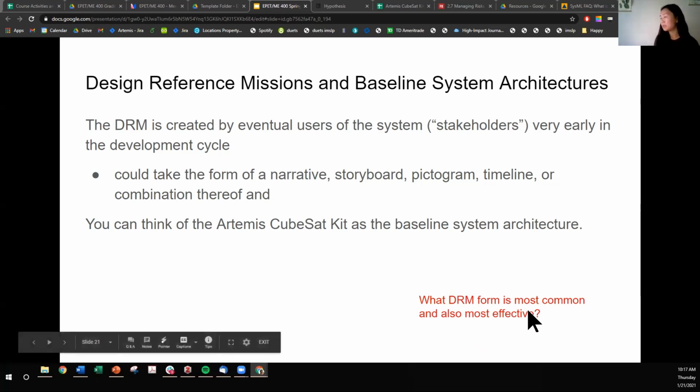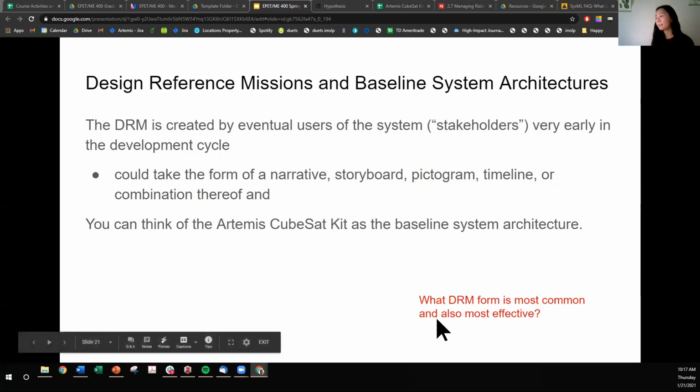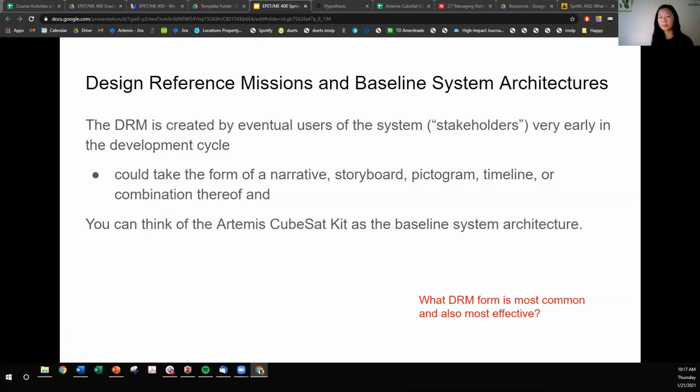This question of what DRM form is most common and also most effective, I don't think that there's a form that is most common, but most effective, let's see. A DRM is effective if it is planned to a sufficient level of detail to elucidate the content, risks, difficulties, technologies, scale, and sometimes cost of a potential endeavor. They are most often used to guide the technology development efforts.